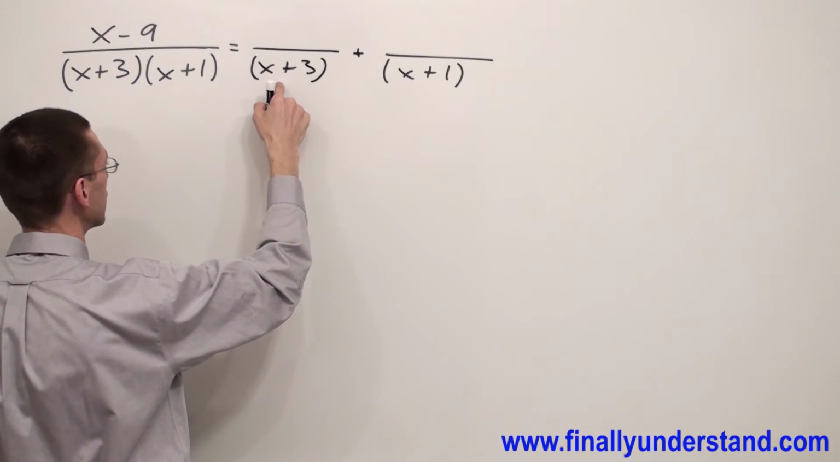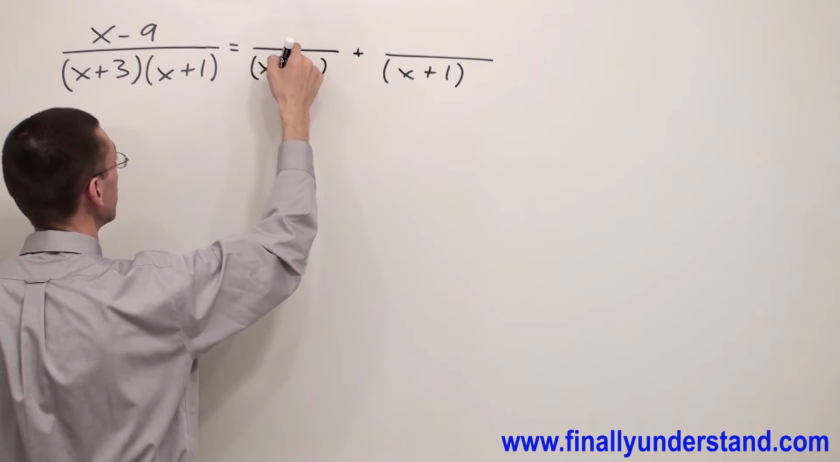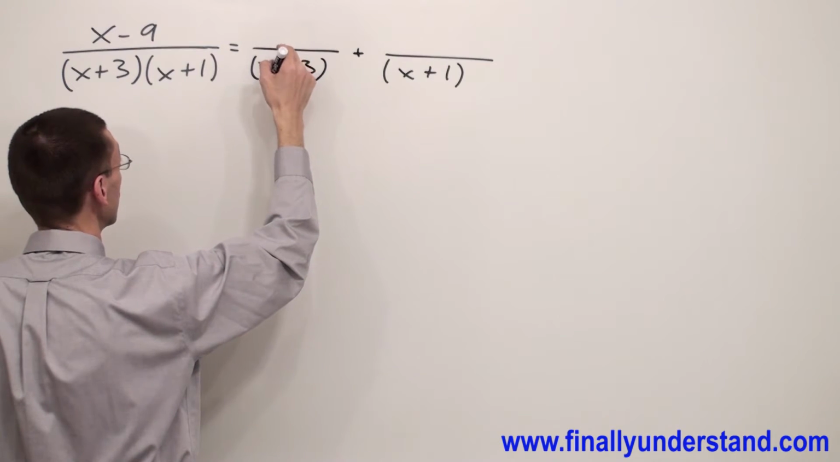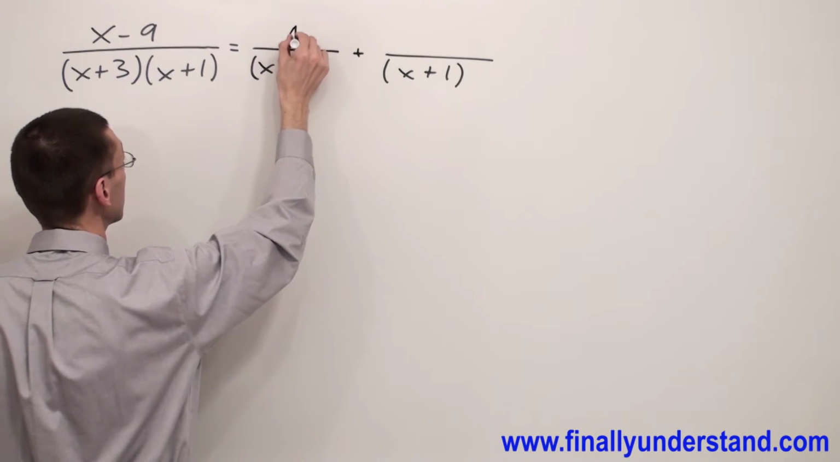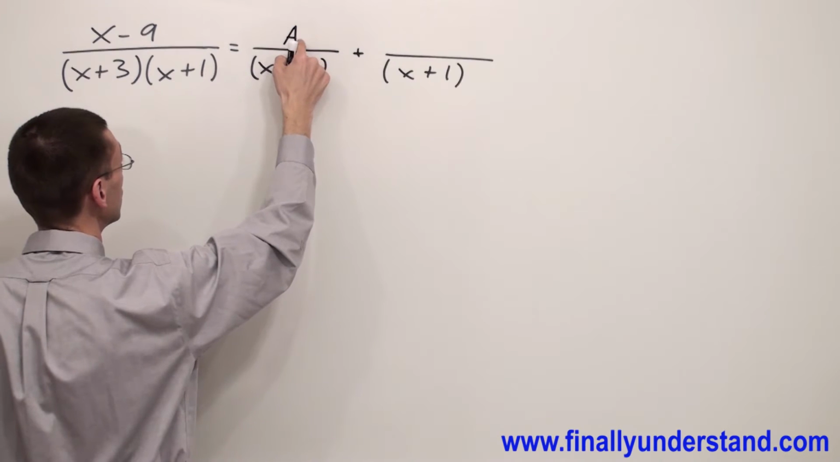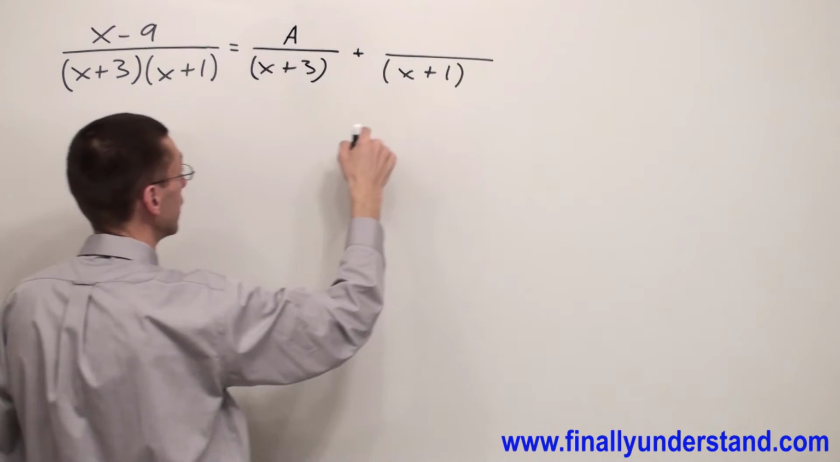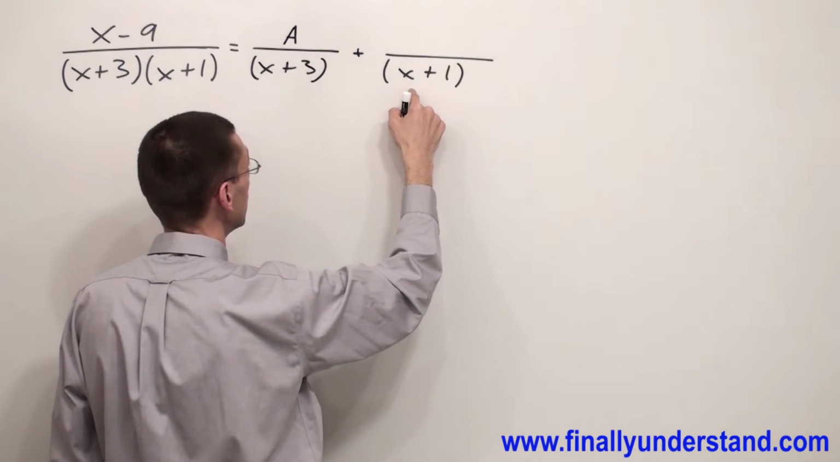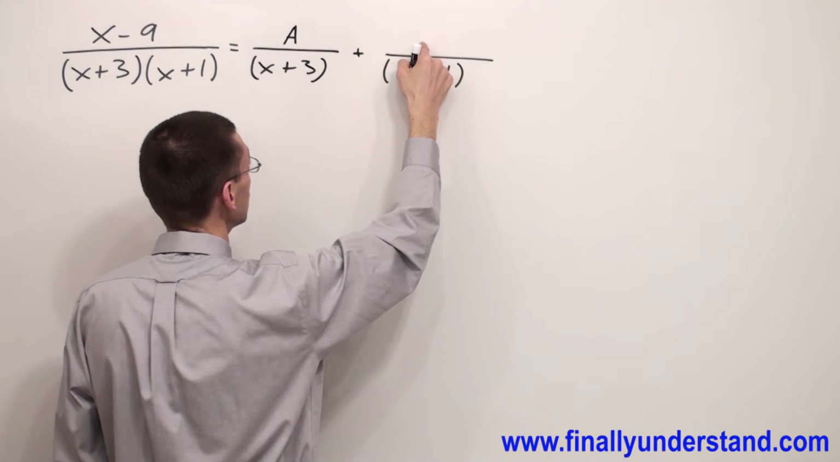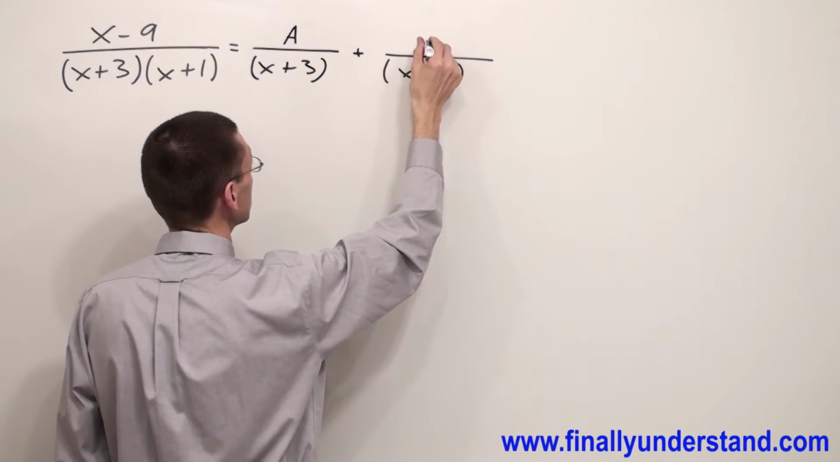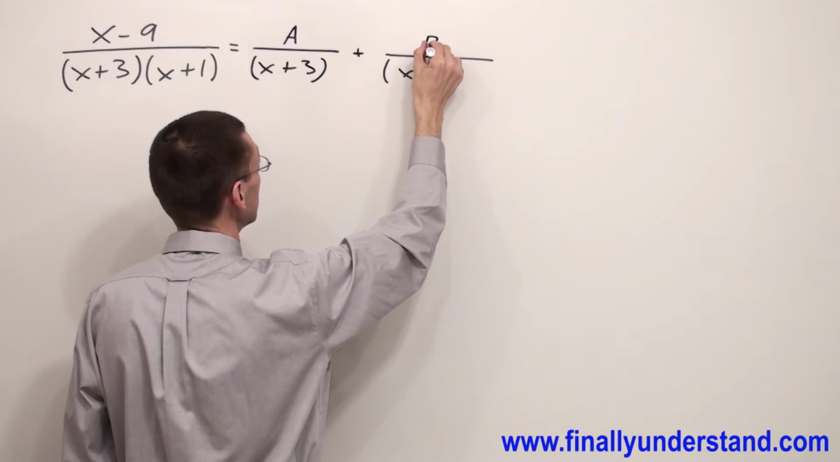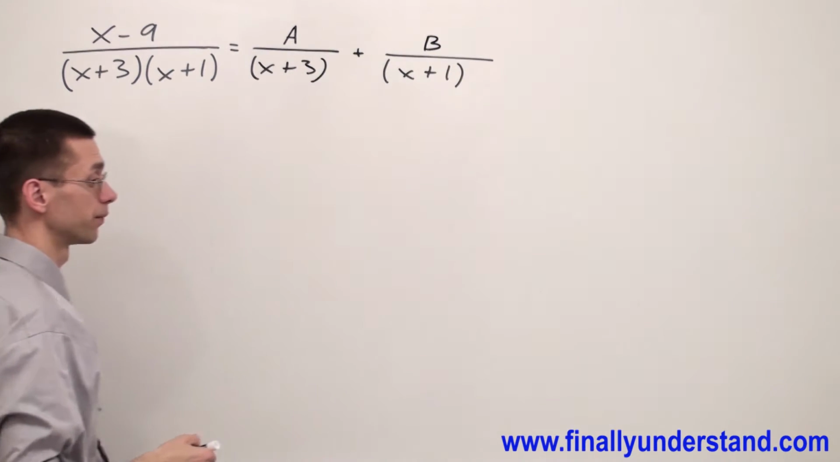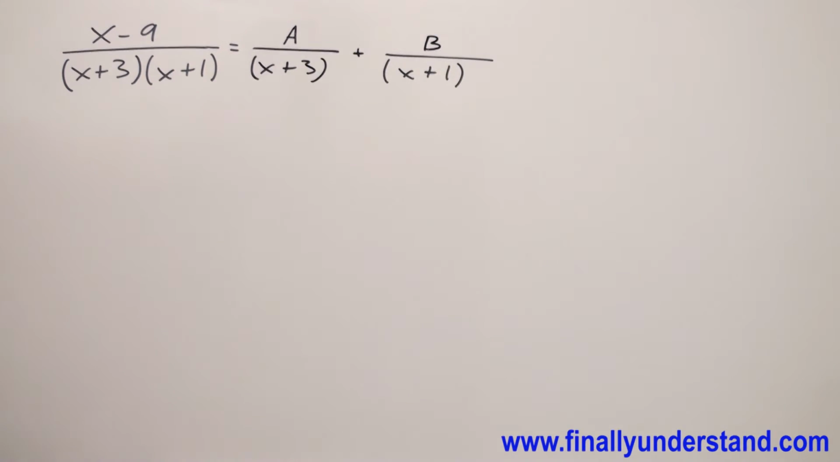Because this is a first degree expression, the numerator has to be 1 degree less. That's why this is a constant. Again, this is a first degree expression. The numerator has to be 1 degree less. That's why I'm going to write constant b. Next, I'm supposed to find the values of a and b.